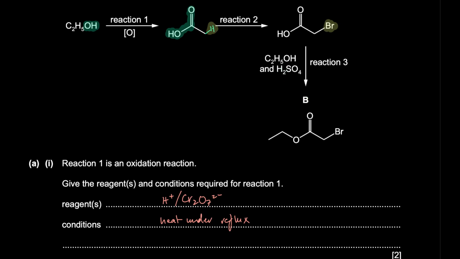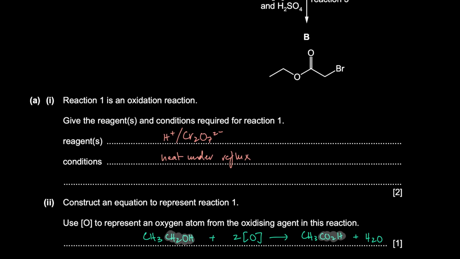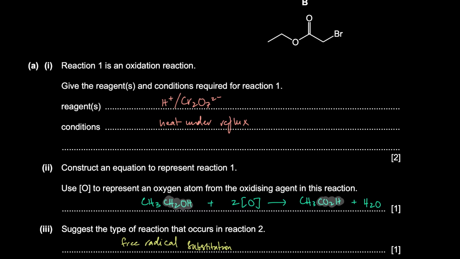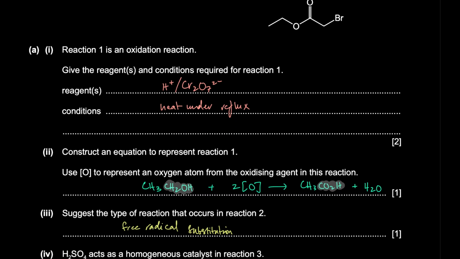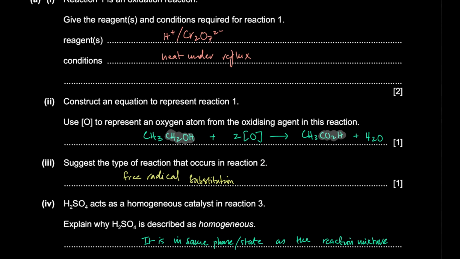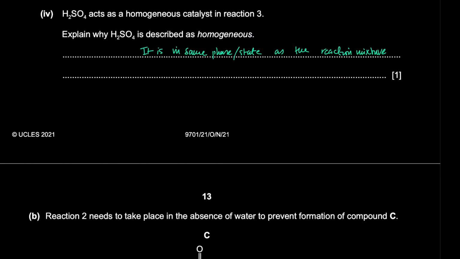On the other hand, for example, in the reduction of alkenes, when we use hydrogen and nickel, nickel is a heterogeneous catalyst because nickel is a solid and the reactants are gases. So if the catalyst is in the same state as the reactants, for example aqueous with liquid reactants, it would be called homogeneous. If the catalyst state is different from the reactants and the products, then it's called a heterogeneous catalyst.